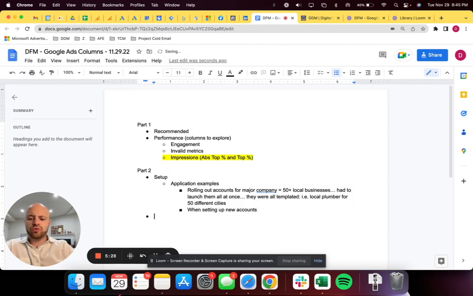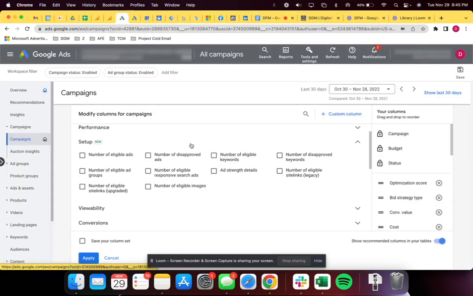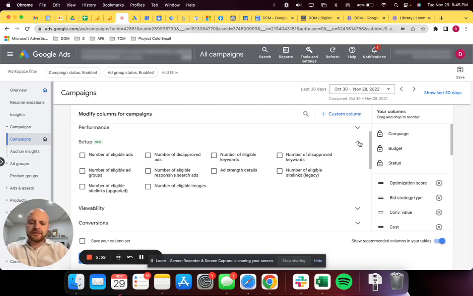Columns to explore. I'm going to say ad strength details. And actually, I really want to. I get anal about this kind of organization of my bullet points. I don't know why. Anyways, I digress. That is setup.